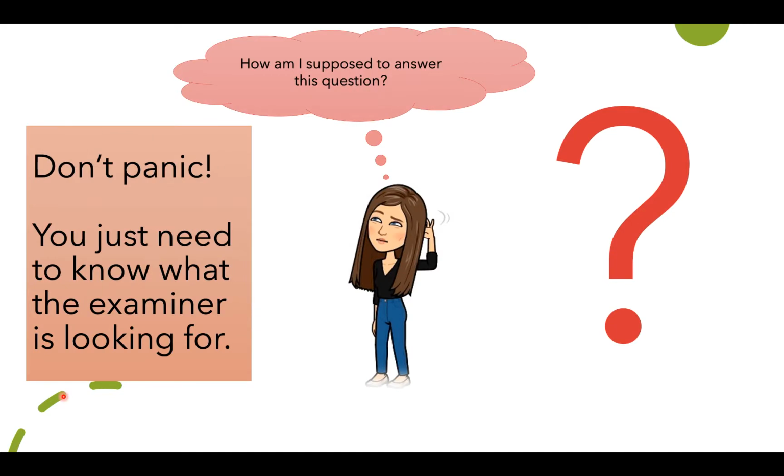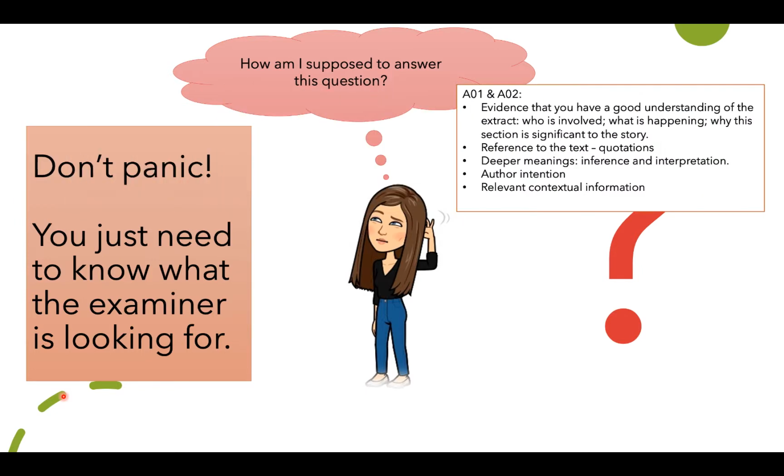Okay, so your first question is probably going to be, how am I supposed to answer this question? It can be a little bit daunting because you're given an extract and you must respond to this extract in 45 minutes. And it may seem like that's not a lot of time. But there are specific things that the examiner is looking for in this paper. And I'm just going to go through those with you in the hope that it helps you to understand exactly what it is you have to pull out of the extract and what your answer should look like.